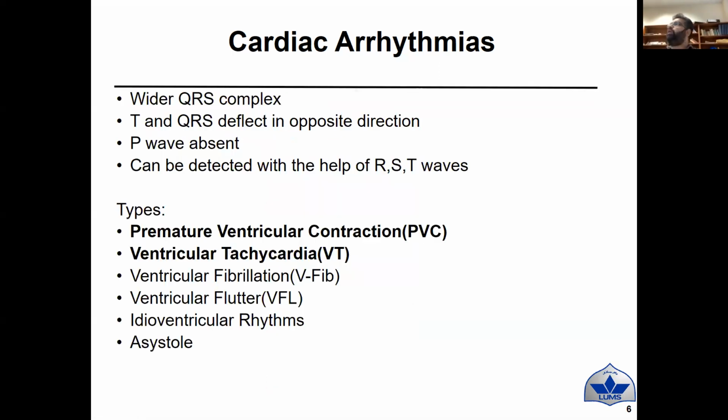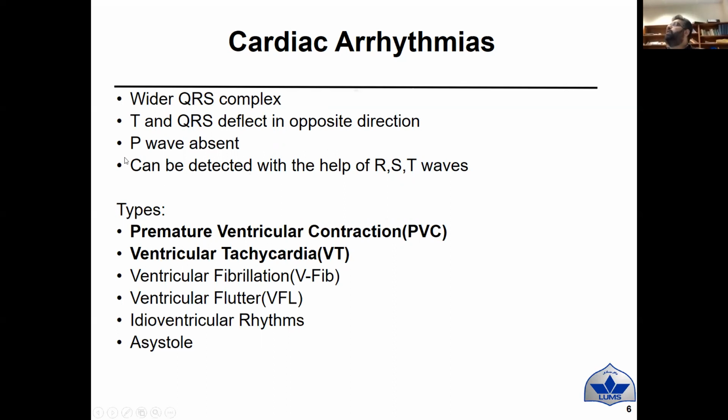This irregular heartbeat is known as cardiac arrhythmias, and we need to focus on this part. Cardiac arrhythmias can be figured out in multiple ways. It's not only one condition. Your QRS complex, which was just shown, can be wider than normal, or the T wave and the QRS deflect in opposite directions: the T wave is going up, positive, and the QRS complex is negative, or vice versa. This can also be one of the reasons. The P wave being absent is also a pretty common scenario.